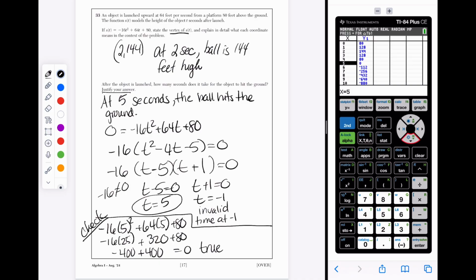So score yourself as a 0, 1, 2, 3, 4. Give yourself first check and see if you can contextualize what the vertex means and give that coordinate. Both of those things have to be true, and then prove when it hits the ground and actually demonstrate it in your answer. Score yourself on the 0 to 4, jot it down on the page, and we'll get ready for the next problem.